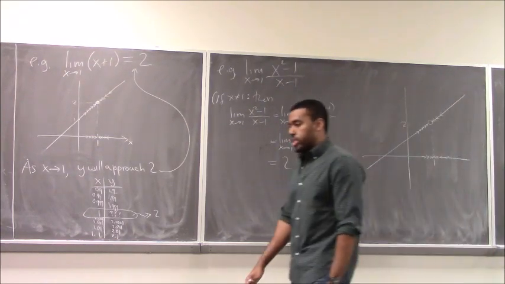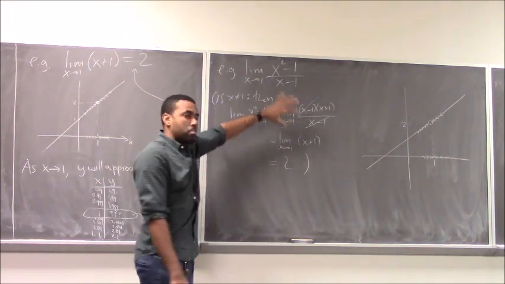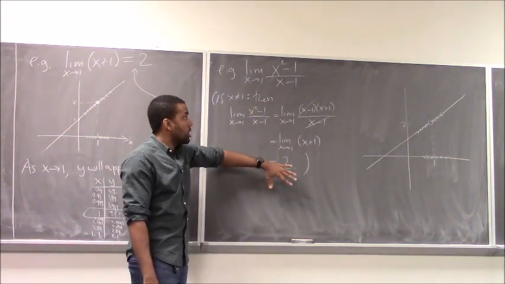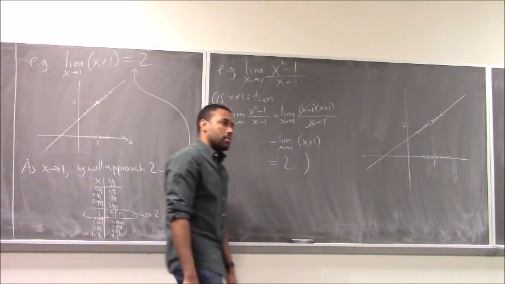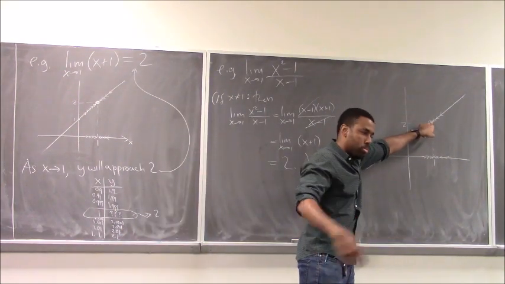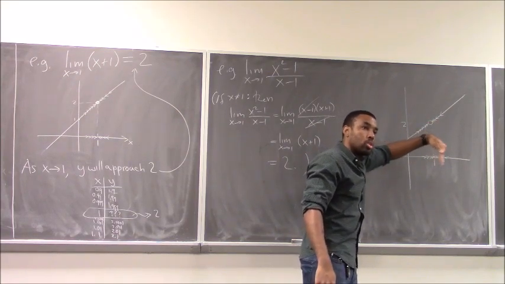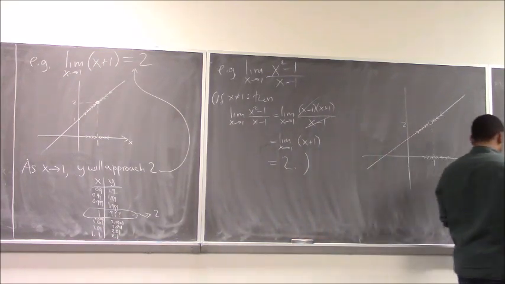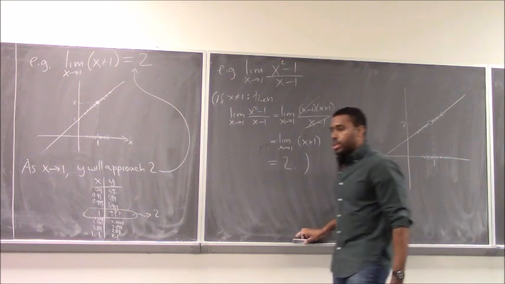So this is a situation where the function itself doesn't make sense at the point of consideration, but the limit makes sense, right? Because even though we can't actually plug that number in, we don't care about plugging the number in. We just care about getting close to it. Let's look at another idea.